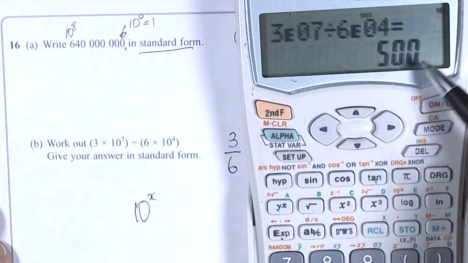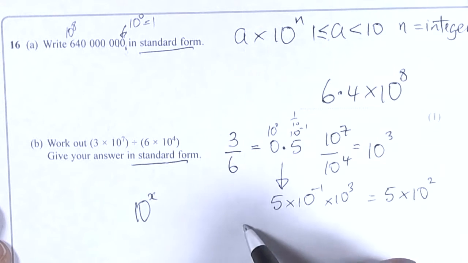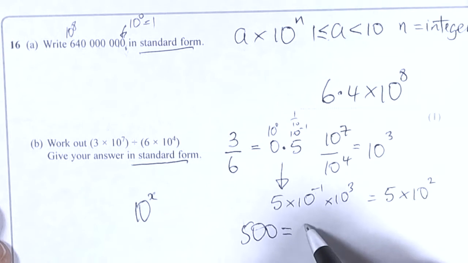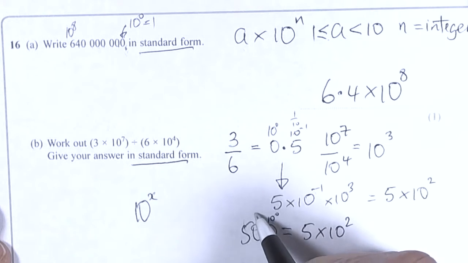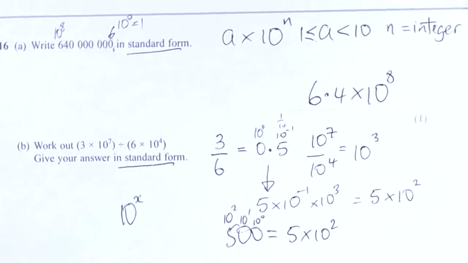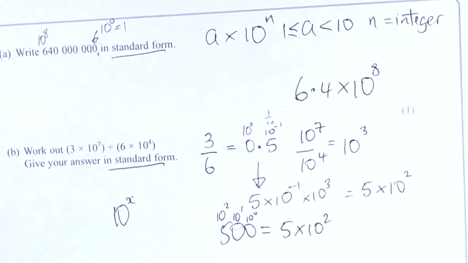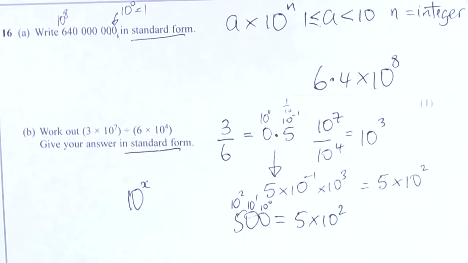So the answer was 500, but because the question says we've got to give the answer in standard form, then 500 is the same as 5 times 10 to the power of 2. Units column 10 to the power of 0, tens column 10 to the power of 1, hundreds column 10 to the power of 2. So that's a quick reminder about standard form and a brief run through of how to use your calculator with standard form questions as well.